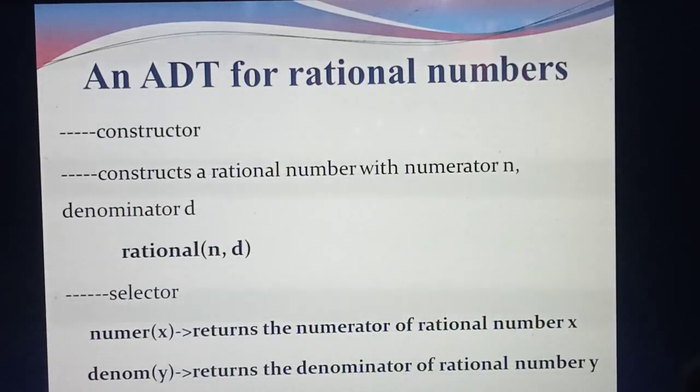Then you need to get the numerator and denominator separately, so you declare two selectors: numer and denom. Here, for the numerator you declare a variable x and for the denominator a variable y. The numer function will return the numerator of the rational number x, and denom will return the denominator of the rational number y.